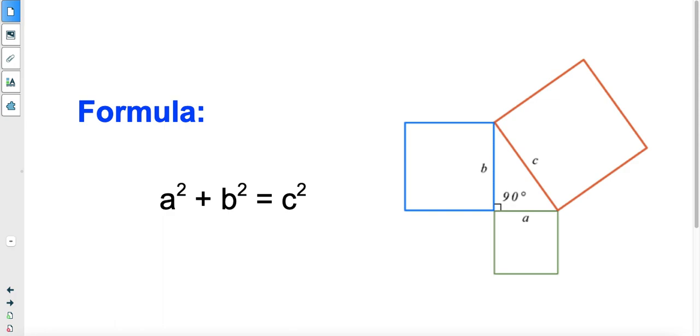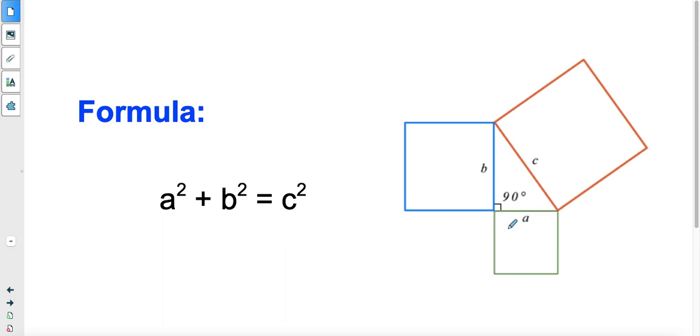And there's a formula we can use to represent the Pythagorean theorem. The formula is a squared plus b squared is equal to c squared. So, let's imagine I have a triangle with sides A, B, and C. Then the Pythagorean theorem is going to tell us the area of these two smaller squares will add up to give us the area of the biggest square.